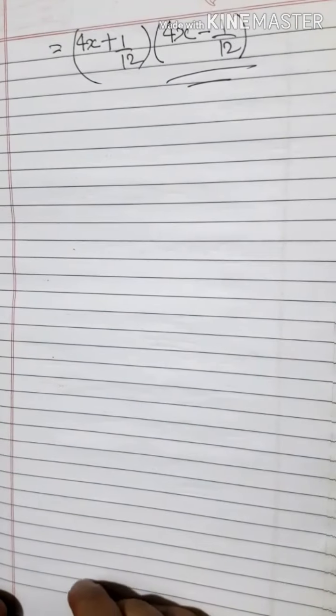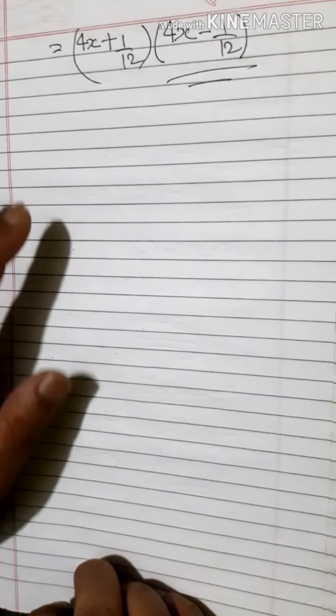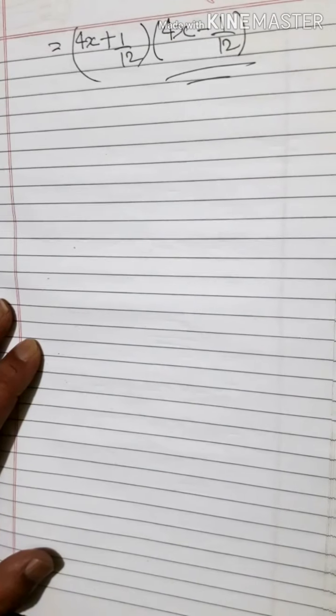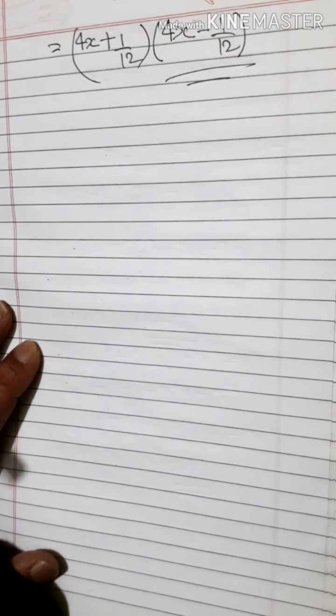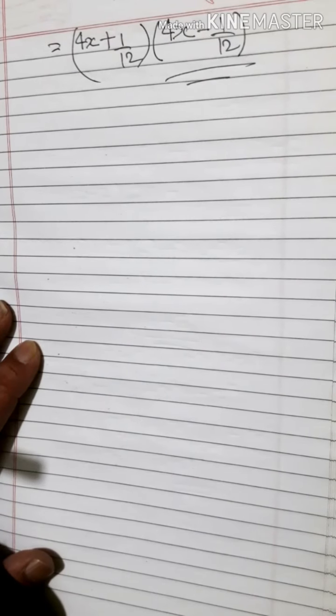So what is our a? Our a would be 4x, and b would be 1 upon 12. a plus b, multiplied by a minus b. So this will be our factor for the algebraic expression 16x square minus 1 upon 144, a plus b multiplied by a minus b. Now in these questions you must have noticed one thing, that the a square and the b square is directly or indirectly given to us. We just need to express in terms of square.